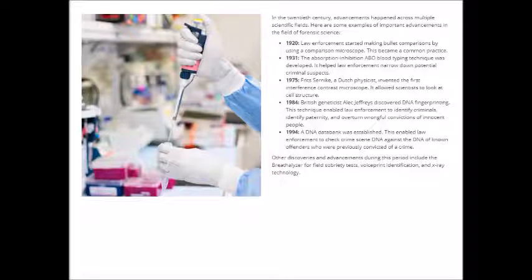In the 30s, they started comparing blood type. We were able to start understanding how blood type worked in the 30s. In 1975, the first microscope to look at cell structure was used to help in forensics. Now, we had microscopes and we'd looked at cell structure before, but this was the first time we used it in forensics, in 75.